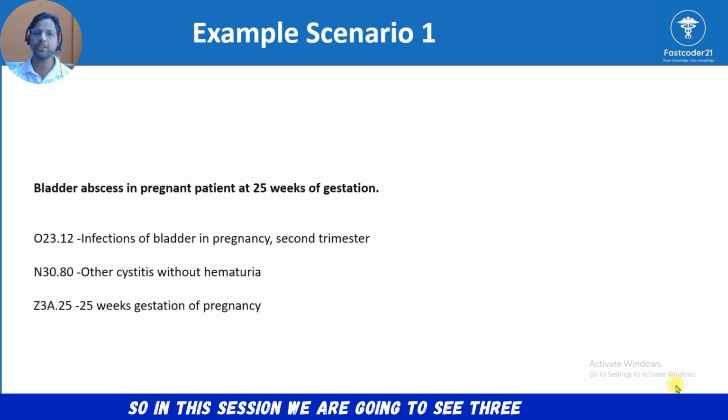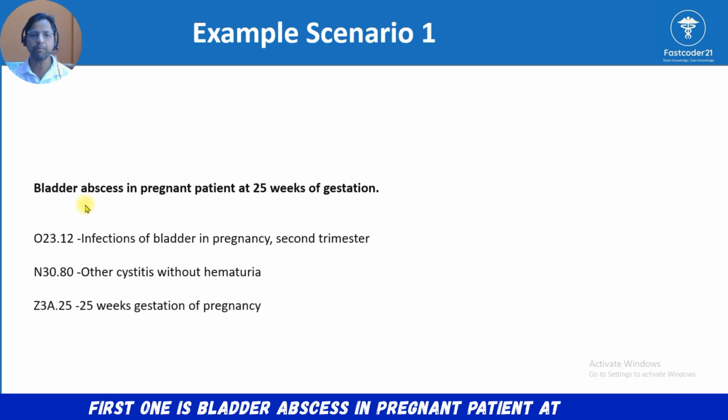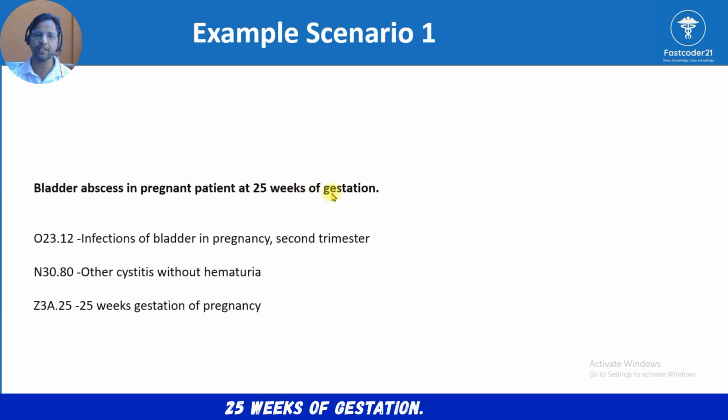In this session we are going to see 3 scenarios related to pregnancy complications. The first one is bladder abscess in a pregnant patient at 25 weeks of gestation. Here we need to code 3 codes. The first one is from chapter 15, O23.12, for infection of bladder in pregnancy, second trimester.